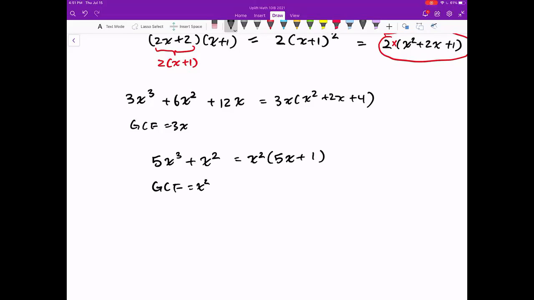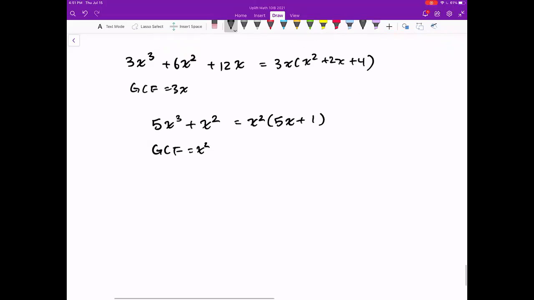We should do another one, but bigger. So we can have 4x to the power 4 plus 2x cubed plus 6x. And if you have the factored form, you can type it in chat.